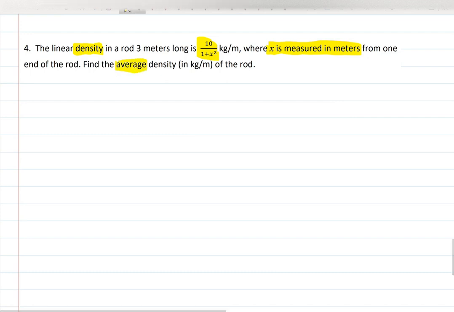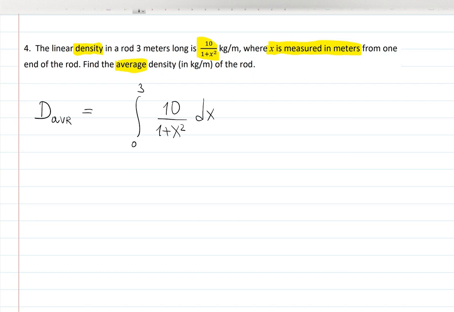This average means that I will just build the integral, and then I will divide by the length of the interval we are integrating over. Average density, I will call D. I have no idea how in physics they code, so if you're a physics major, you should know better. Equals integral. It says 3 meters long. That means I'm integrating from 0 to 3 the function 10 over 1 plus x squared dx. That's going to be the total density. But if I want average density, I will divide by 3 minus 0.